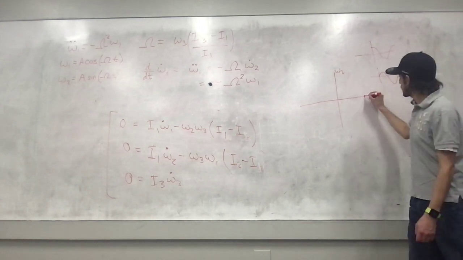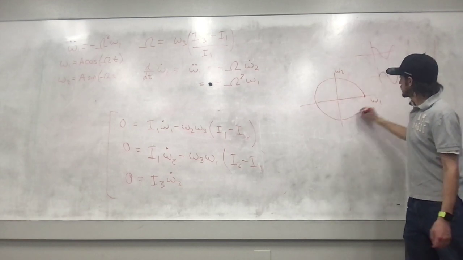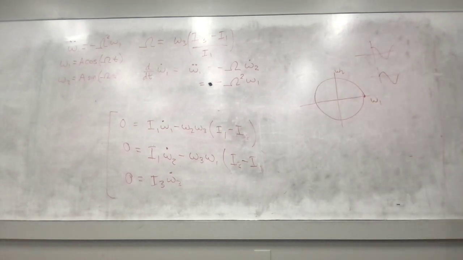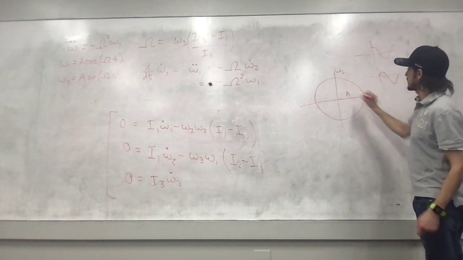And so this is the equation of a circle, the parametric equation of a circle. The radius of the circle is A, the amplitude.